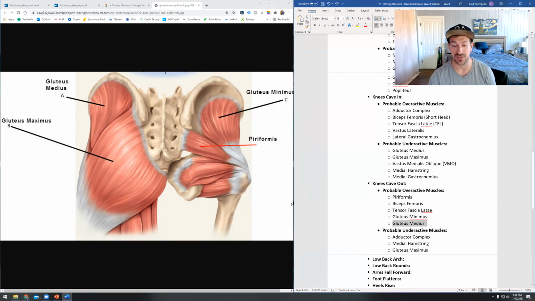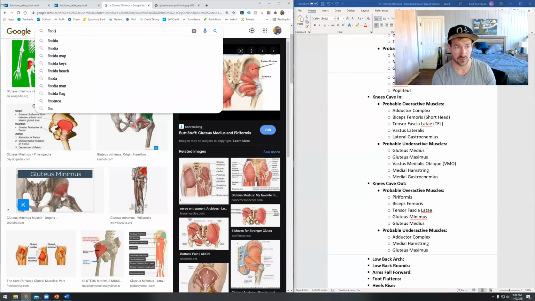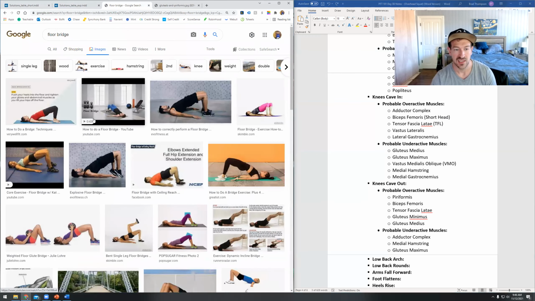And then our underactive muscles, we need to strengthen the adductors. So we need to do things where we're squeezing the thighs inward. We need to strengthen the medial hamstring. That's where, honestly, the floor bridge is the perfect exercise for a client with knees caving out. But floor bridge with adduction.